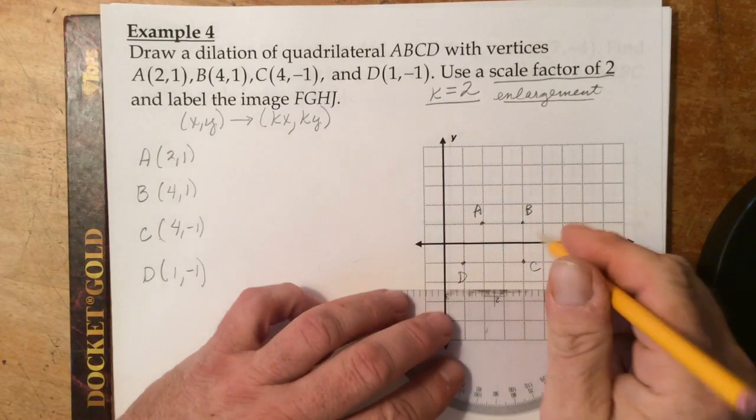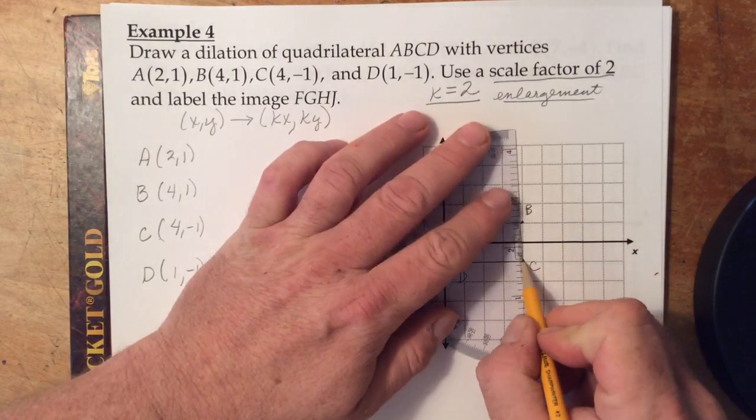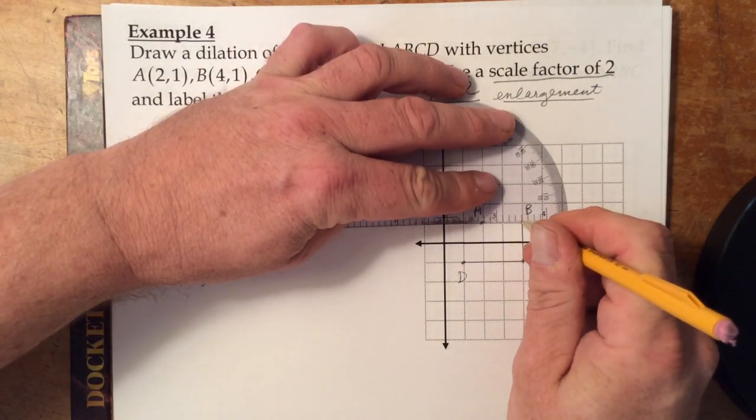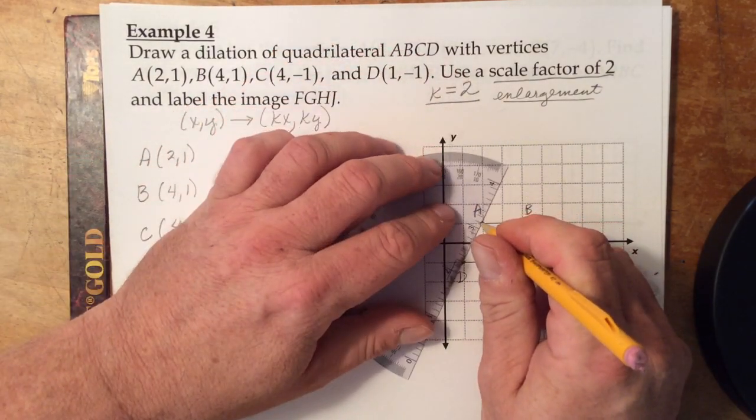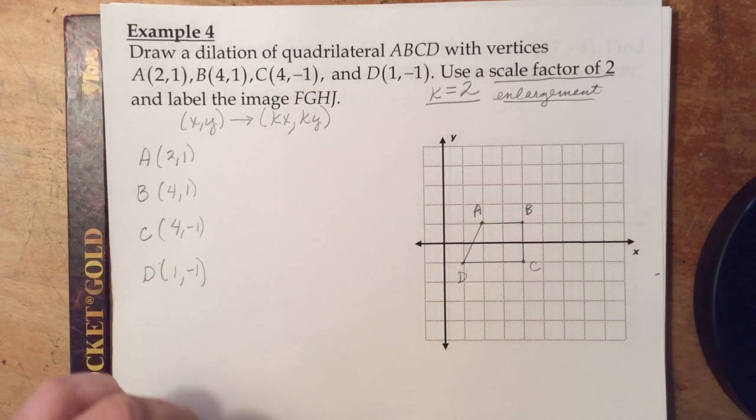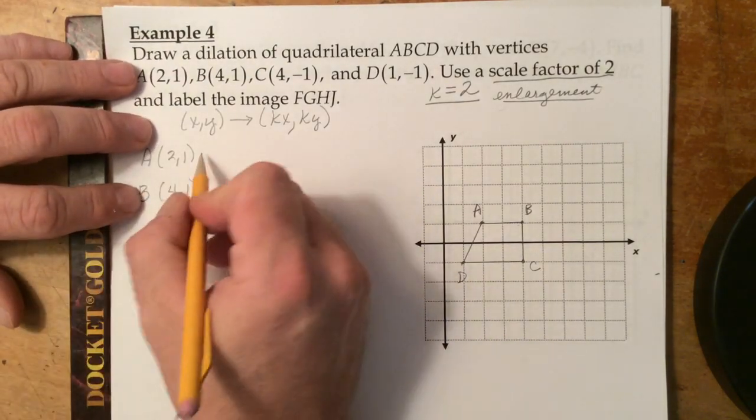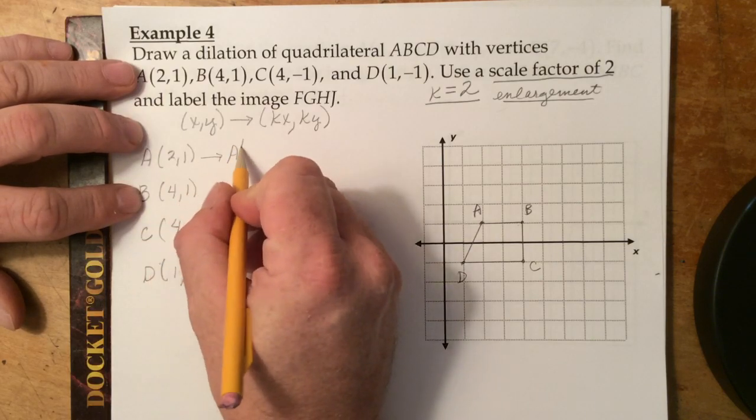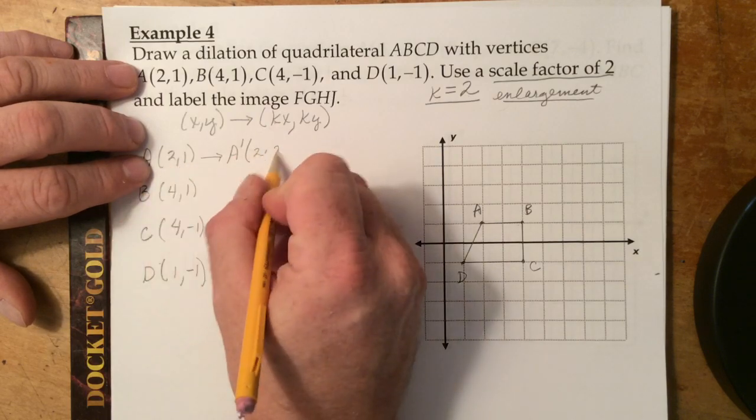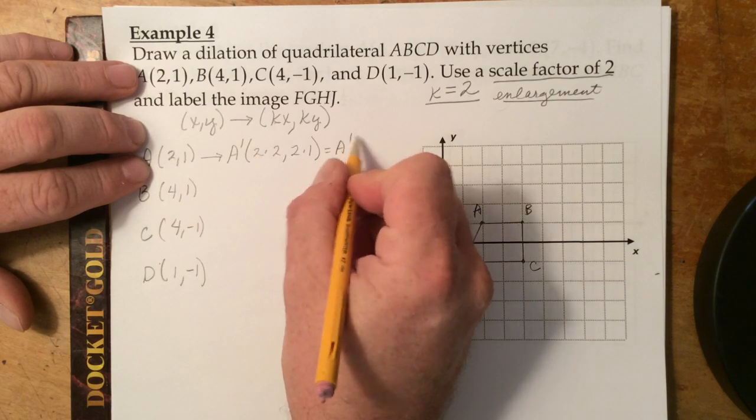Take your straight edge and draw this quadrilateral. This happens to be a trapezoid because one pair of opposite sides are parallel, and in particular it is a right trapezoid because it has 2 right angles. Okay, so performing our dilation, we have A prime, where K is 2. So I have 2 times the x coordinate, 2, comma 2 times the y coordinate, 1. And that gives me A prime at (4, 2).